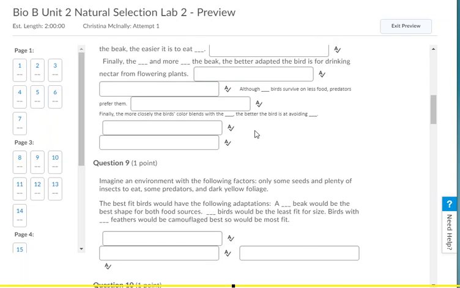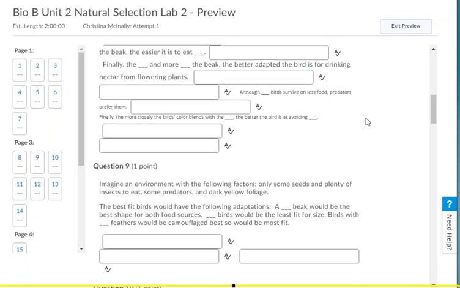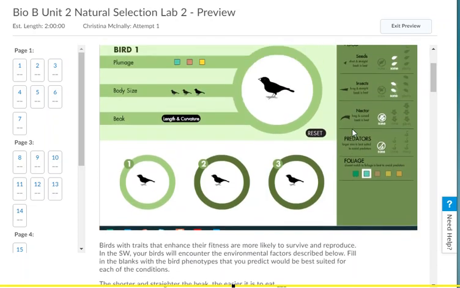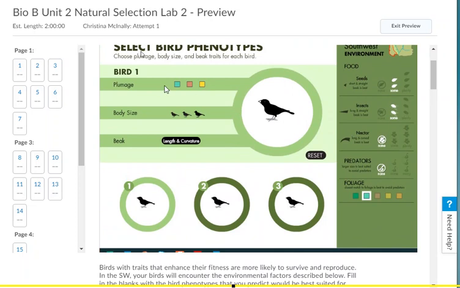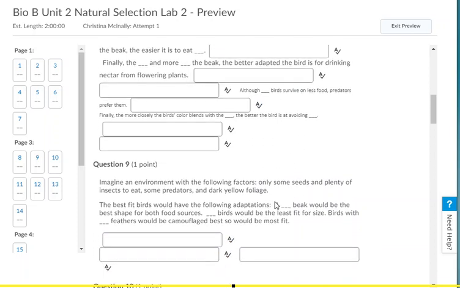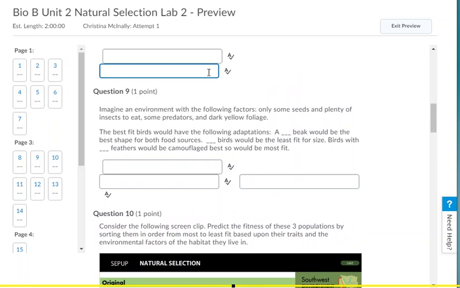The kind of words I'm looking for are the simplest you can think of, right? It says, although blank birds survive on less food, predators prefer them. Well, it says size for the bird. It said that when you were looking over here. The smaller the bird gets to survive on less food, but predators want to eat them more. All right, so then filling out the rest of those 2.